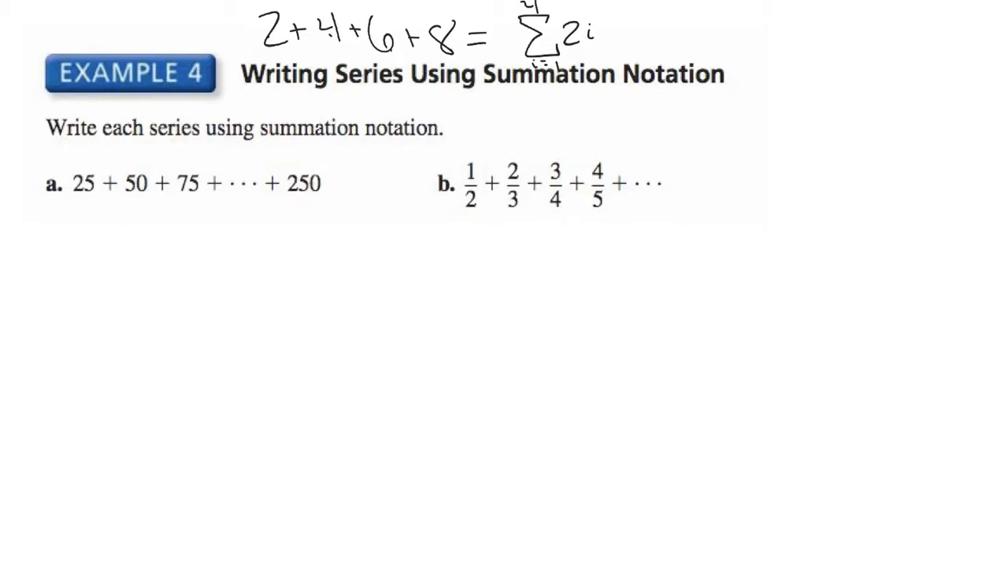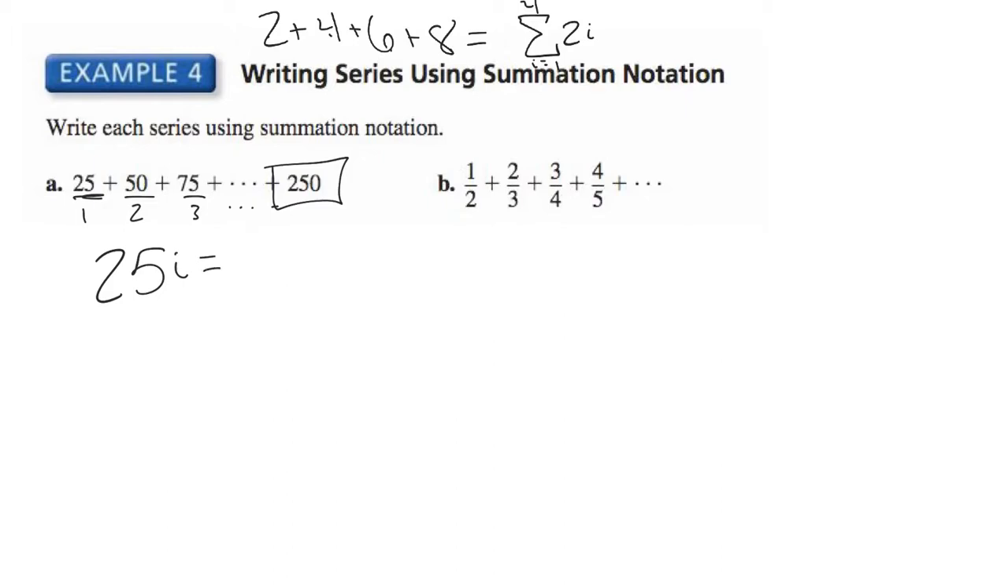So what we are going to be doing is we are going to write the summation notation for A and B. Now, for A, my first term is 25, my second term is 50, my third term is 75, and so on and so forth, and then I go to 250. So what I see is that I am doing my term number times 25 each time. So that would be 25i. However, I don't know how far it goes. This one ends at 250.